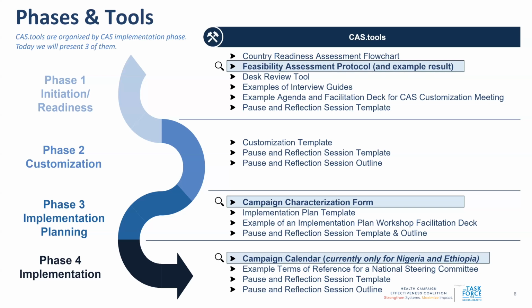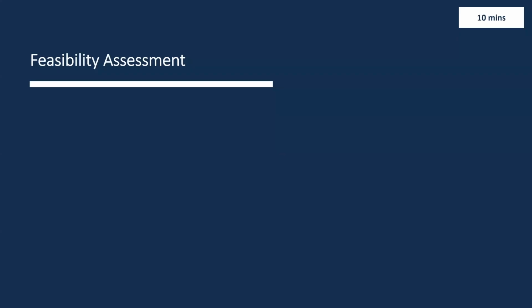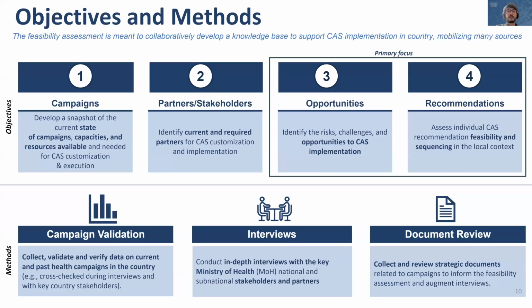All right, perfect. So the feasibility assessment is one of the foundational tools in phase 1. This is the first step that we have undertaken in both our focus countries, and we will take about 10 minutes to go through the components of this tool and showcase a few examples of the results and what it has been used for. The feasibility assessment is designed to consider the stakeholders' needs, the opportunities, the risks, the challenges to CAS implementation, and how CAS recommendations fit into country contexts.